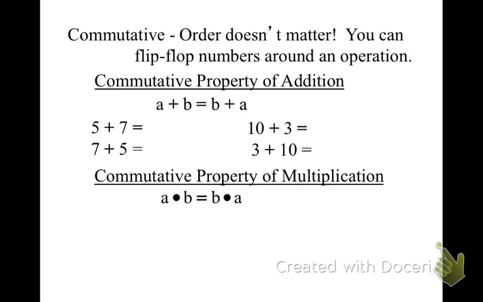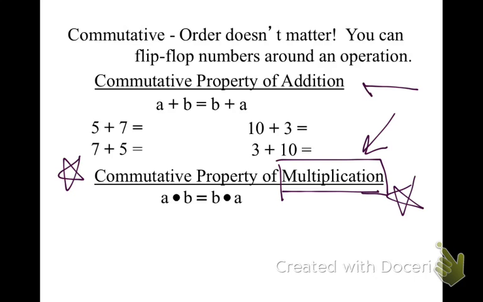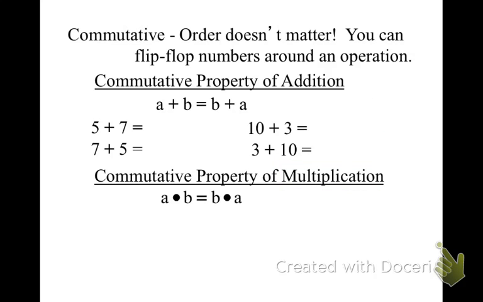Now there's also the commutative property of multiplication. This is an algebraic example. So I want this in your notes. And I would like you to highlight multiplication because this applies to multiplication and addition. Now basically what this says is, if I multiply some number A times B, I can flip-flop it and switch around to B times A. Now I'll give you some examples of some numbers to show you how this works.